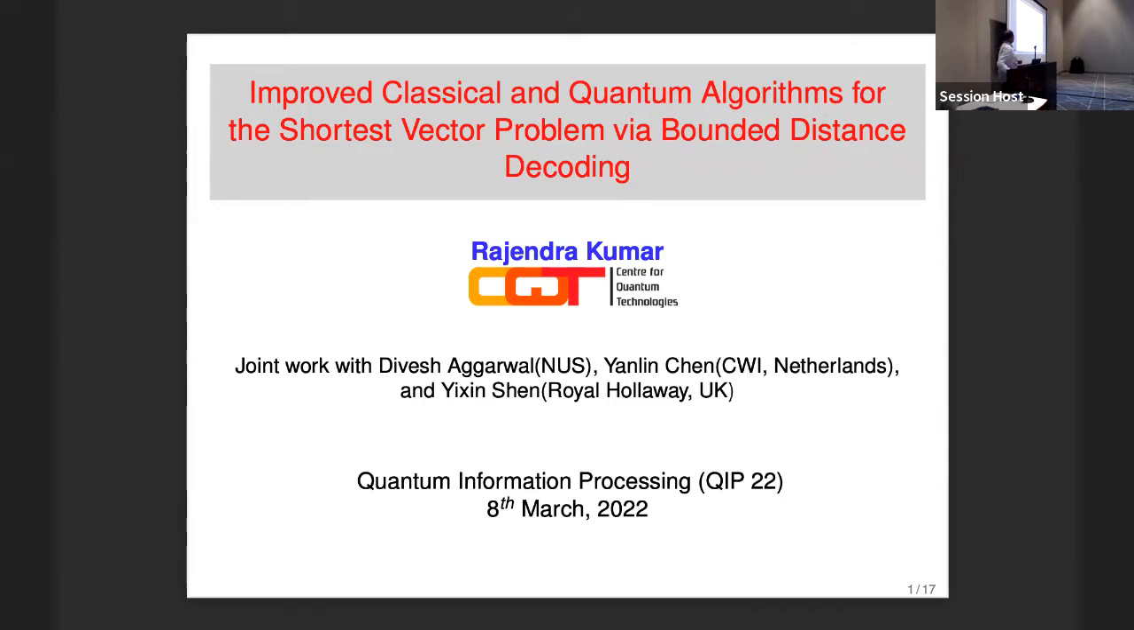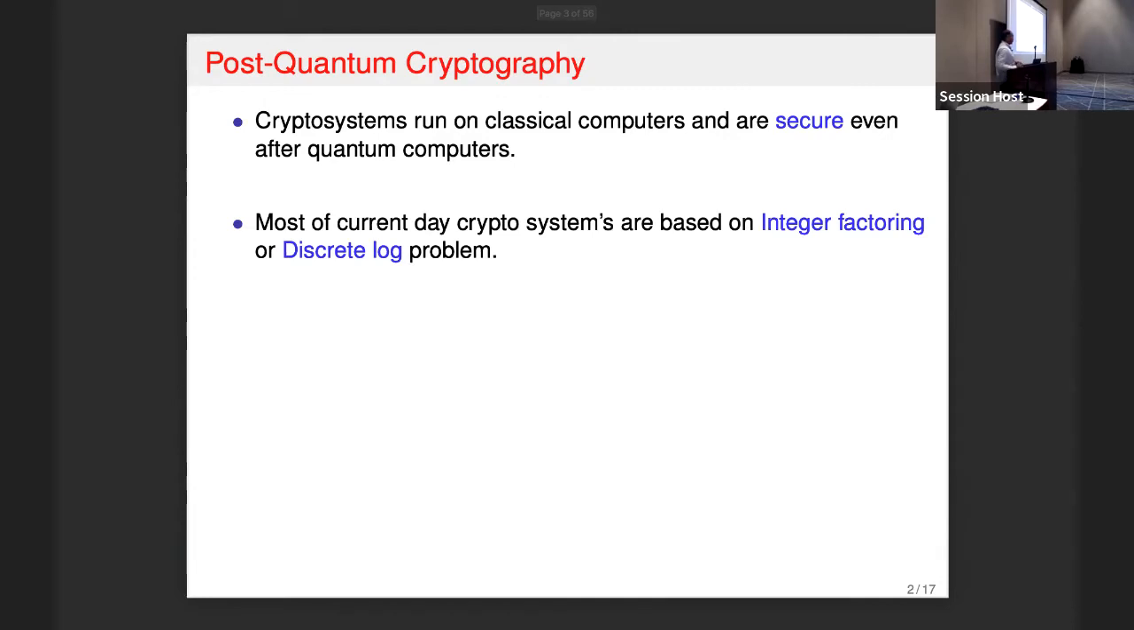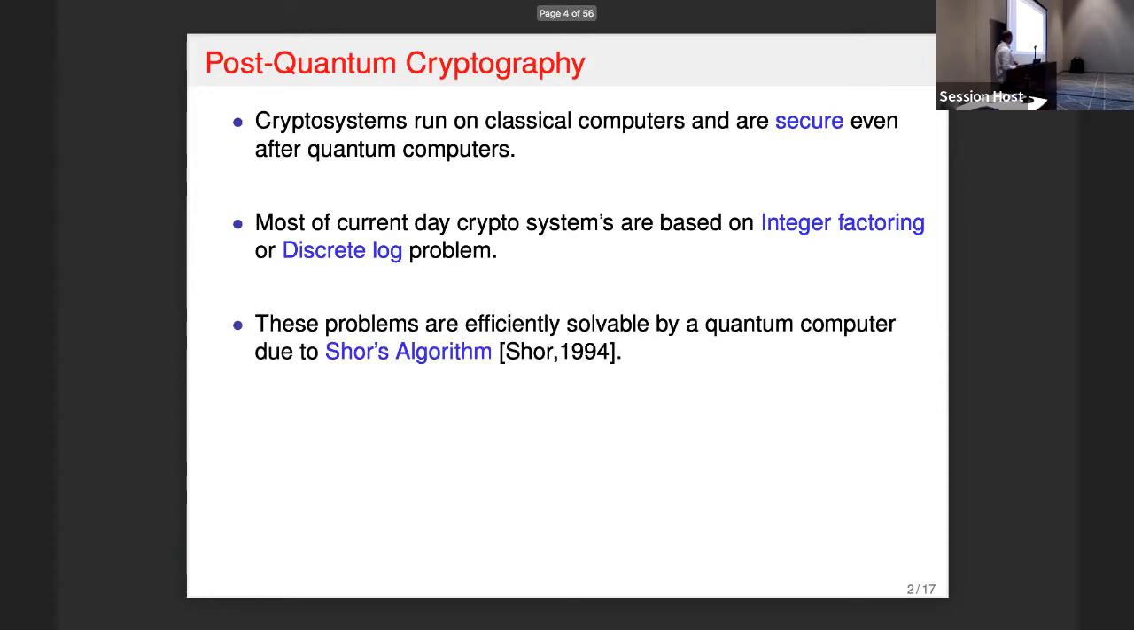Before talking about the shortest vector problem, let's look into the motivation for studying this problem. The main motivation comes from post-quantum crypto. What I mean by post-quantum crypto is crypto systems which run on classical computers and are secure even against quantum computers. We know that for most of the current crypto systems we are using right now, security is based on integer factoring or the discrete log problem. And due to Shor's algorithm, we know that these problems can be efficiently solved by quantum computers.